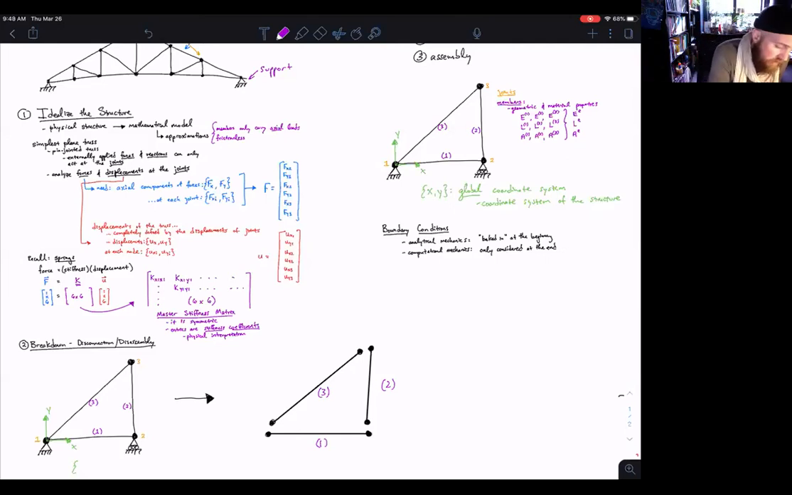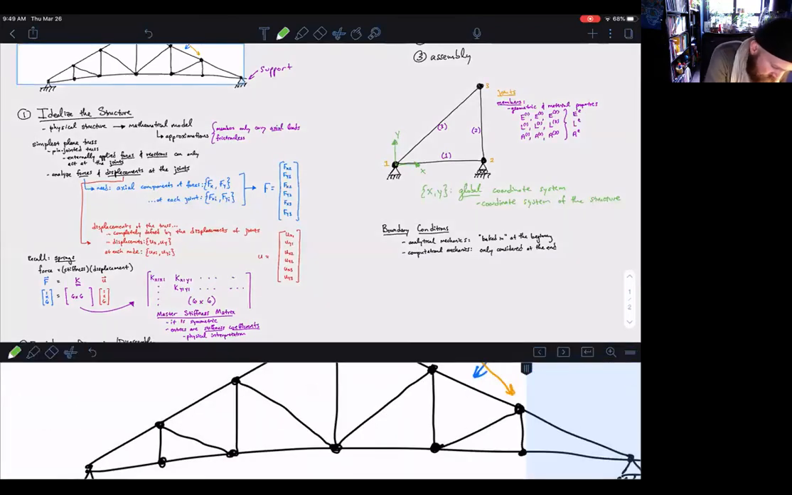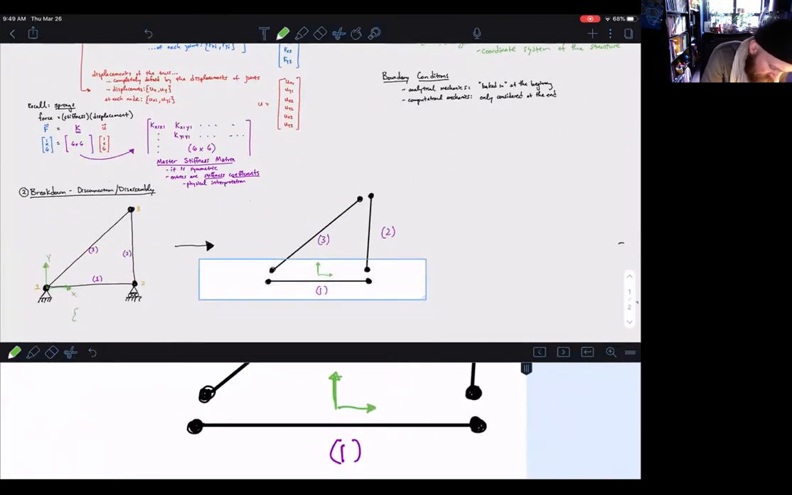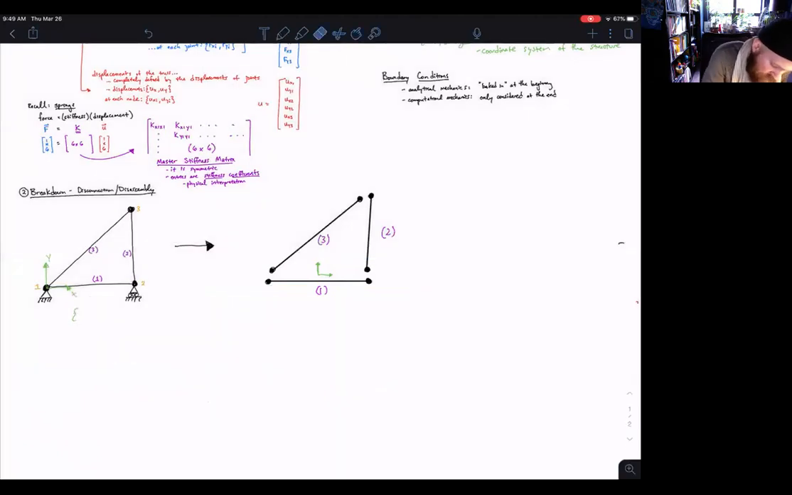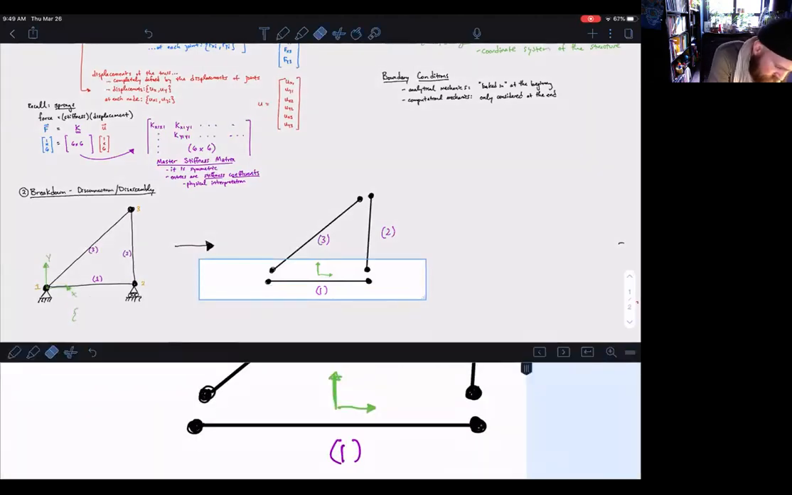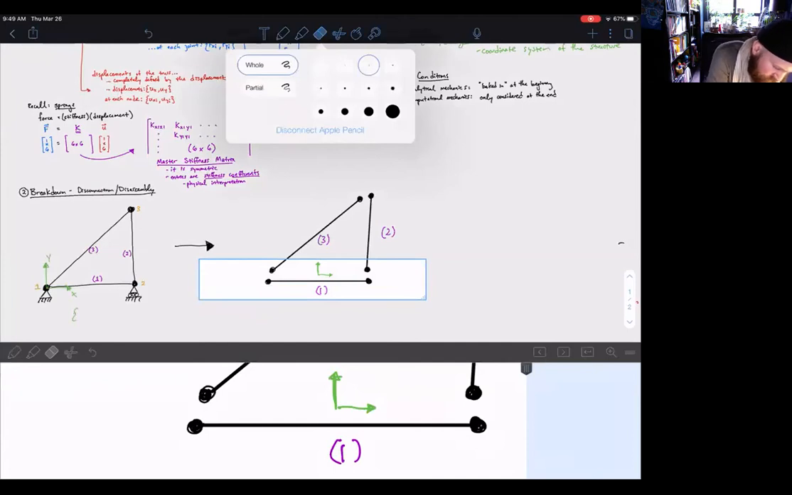So we've disassembled this structure, and now we have to assign a new coordinate system for each one. So for instance, the first one's pretty trivial. We're going to assign the coordinate system such that the x-axis runs along the long axis of the member. So here, I'm going to zoom in.